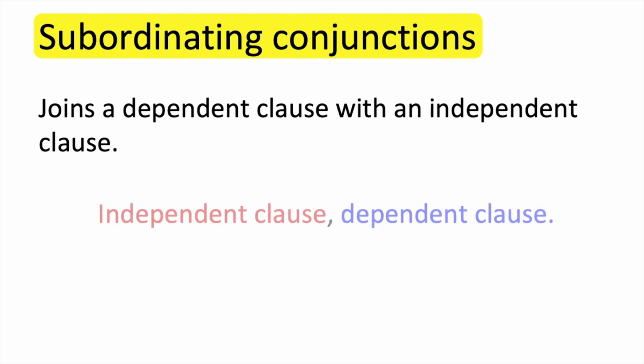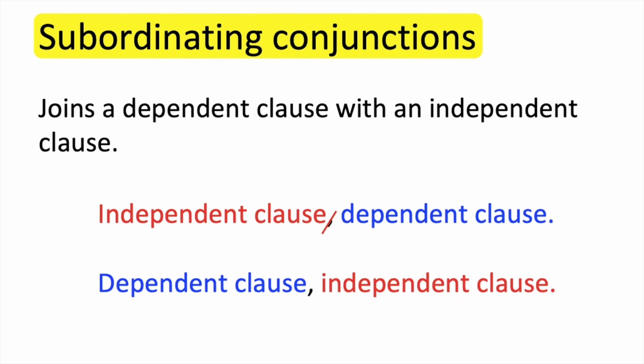So, if the sentence begins with an independent clause, followed by a dependent clause, then we don't need to put a comma in between. However, if the sentence begins with a dependent clause, followed by an independent clause, then we need to put a comma between them. Let's look through some examples.